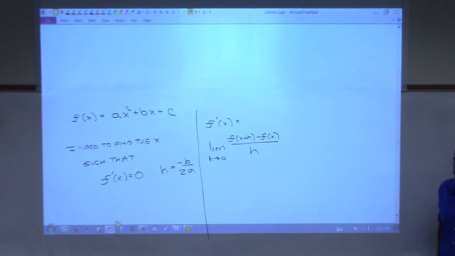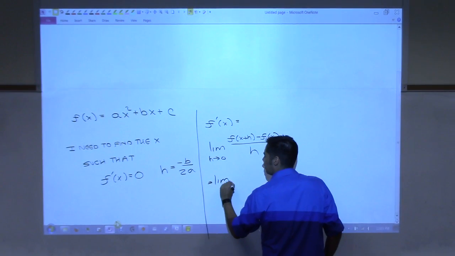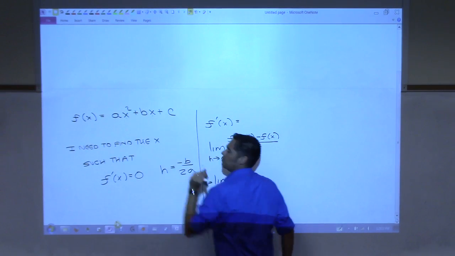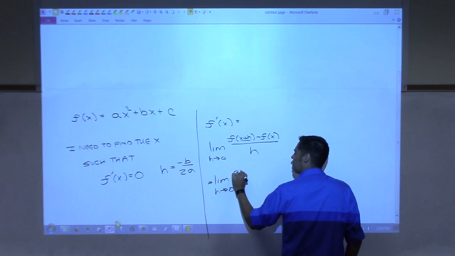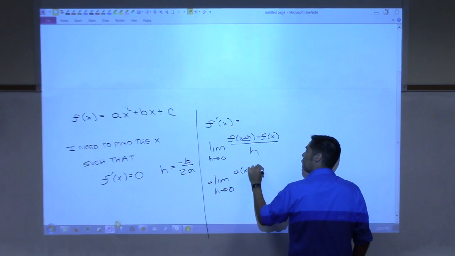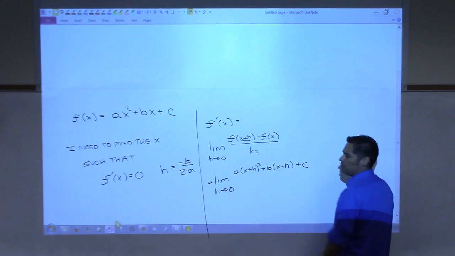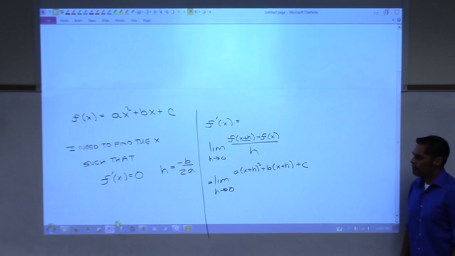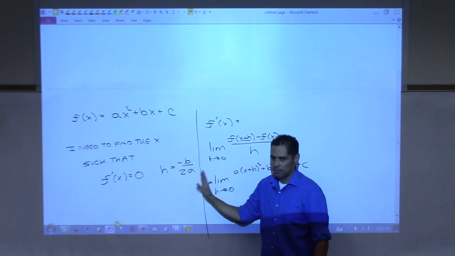You agree? Which is the limit as h goes to 0. Plug x plus h in here and here. And we would get a times x plus h squared plus b times x plus h plus c. Do you all agree with that? That's x plus h into the function. Please do not confuse this h with this h. They're totally different, all right?